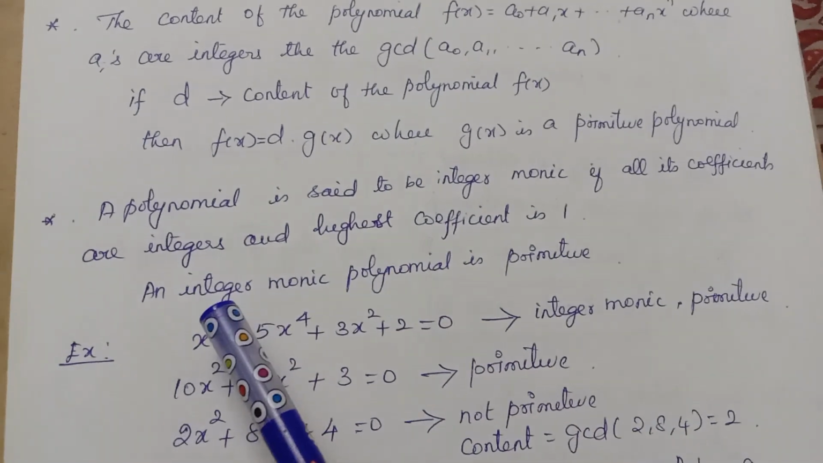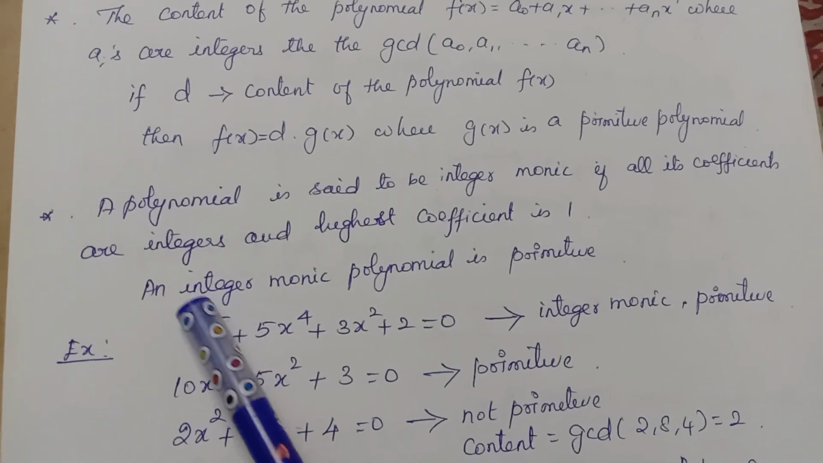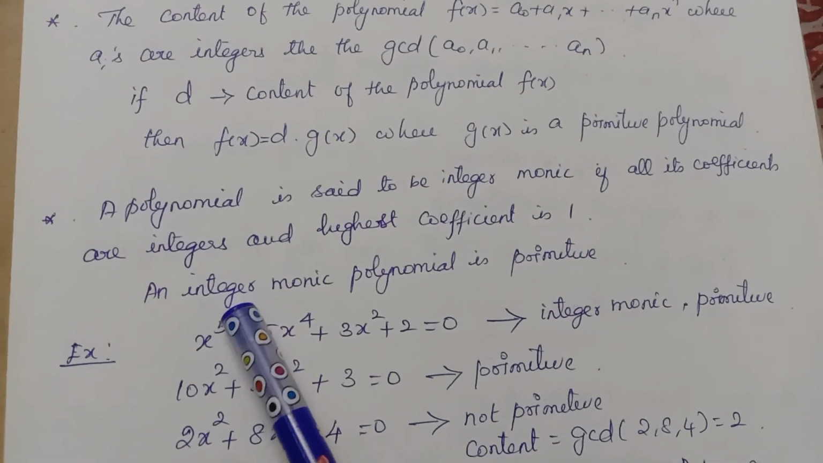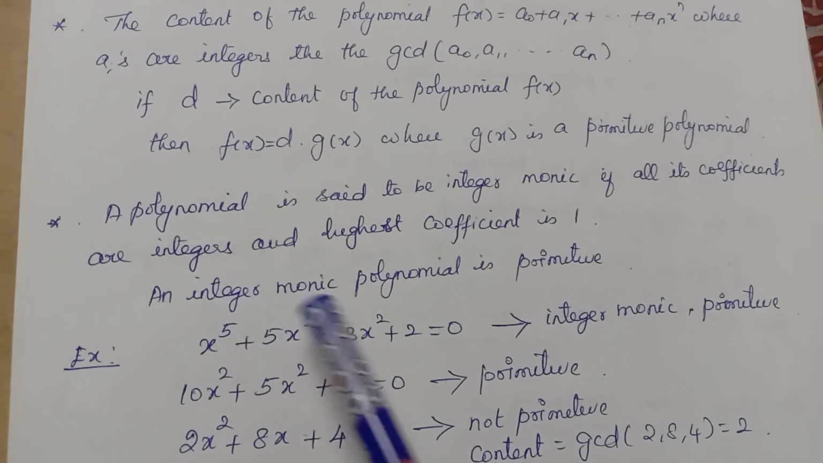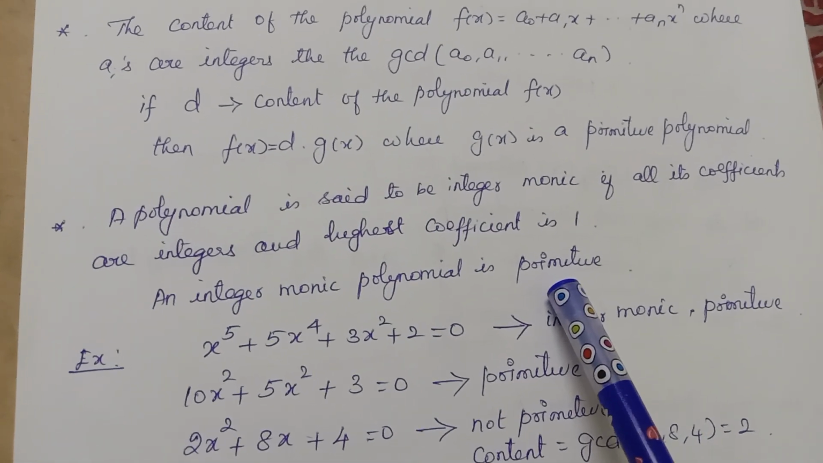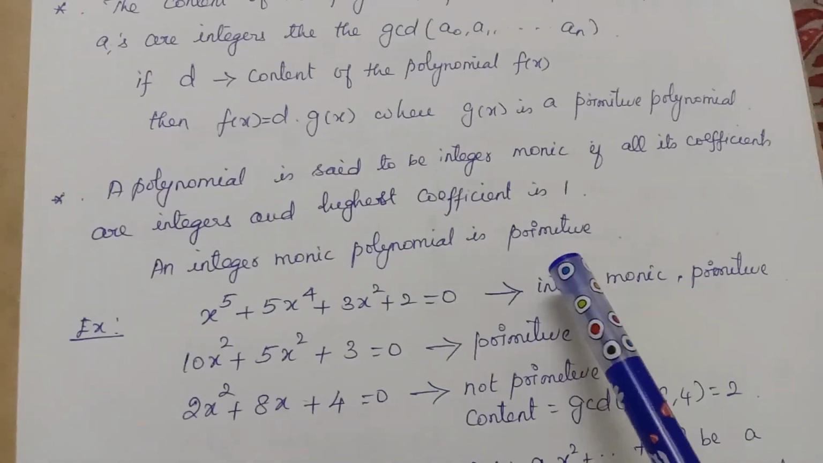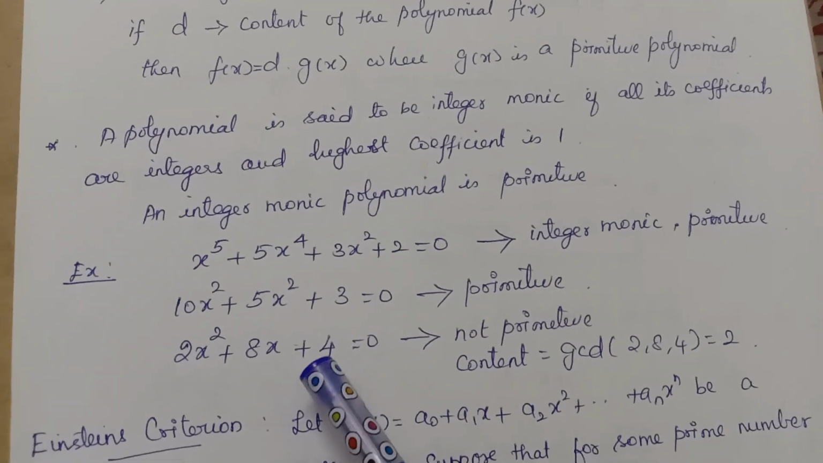Note the point that here I have described integer monic. If it is not integer monic, if it is defined over the rational numbers, it need not be primitive, because rational numbers will have fractions also, right? So there the case may be different, right? Okay, now let's see some examples.